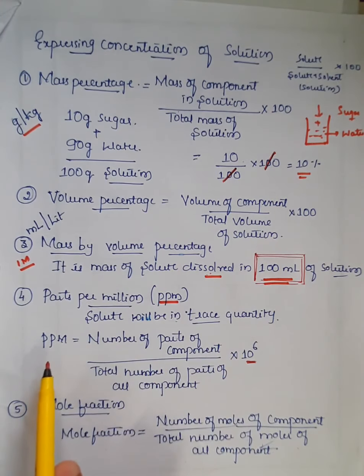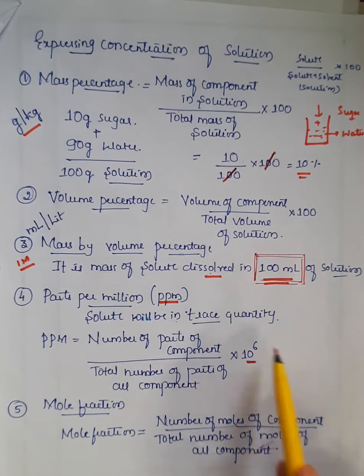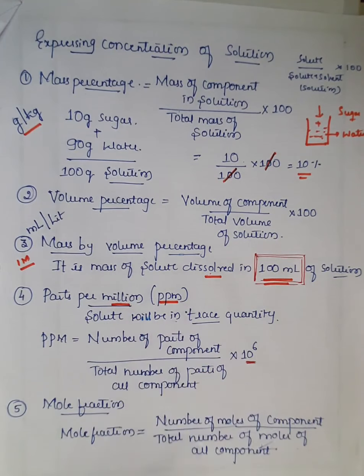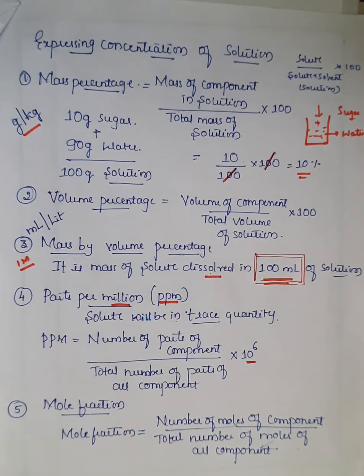There is a formula for the calculation of parts per million: parts per million is equal to the number of parts of the component divided by the total number of parts of all components, into 10 raised to 6, because 10 raised to 6 is nothing but a million. By this we can calculate the parts per million.